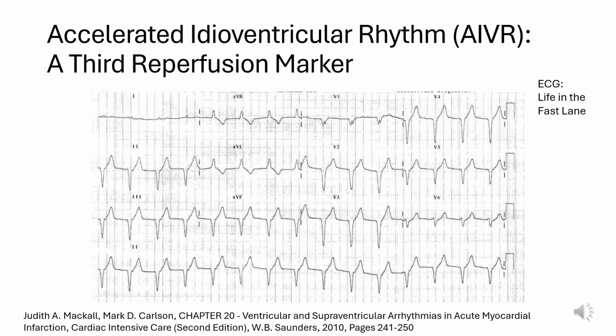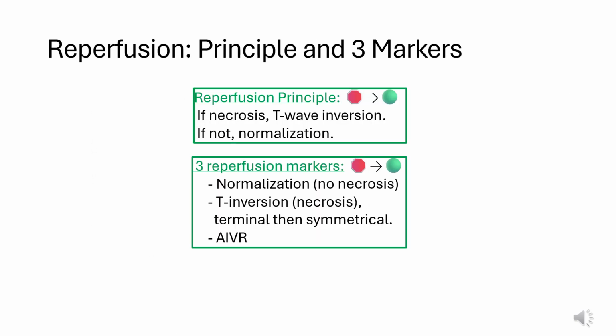It's important to note a third reperfusion marker, an accelerated idioventricular rhythm. This wide complex rhythm between about 50 to 110 beats per minute occurs in 8 to 20% of patients, usually during the first 2 days after MI, and is often provoked by reperfusion. So now we have our reperfusion principle and our three reperfusion markers: normalization if no necrosis, T-wave inversion if necrosis, terminal, then symmetrical, and AIVR.